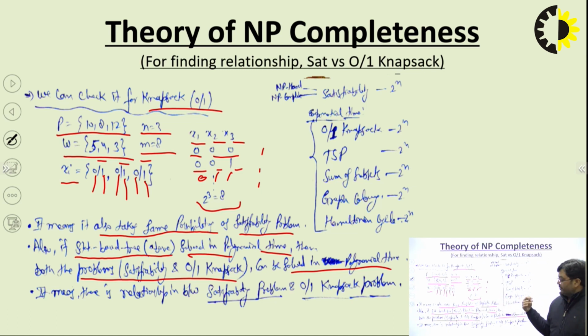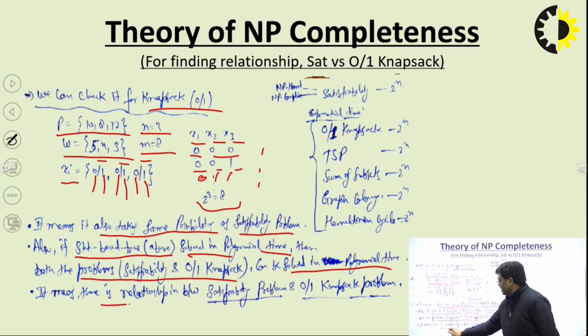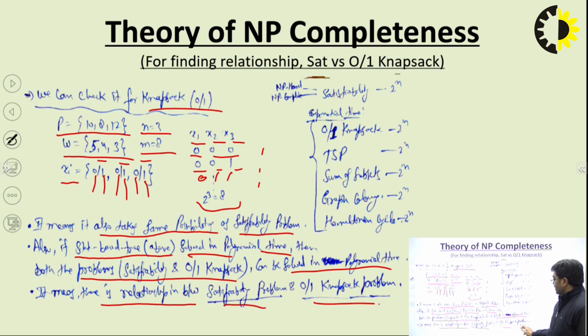Then we can find some polynomial time algorithm, deterministically or non-deterministically, we can say non-deterministically. Then we can say it can be solved in polynomial time. So there is a relationship between satisfiability problem and 0, 1 knapsack problem. So if we have some polynomial time algorithm non-deterministically for satisfiability problem, then we can say 0, 1 knapsack can also be solved in polynomial time, non-deterministically.